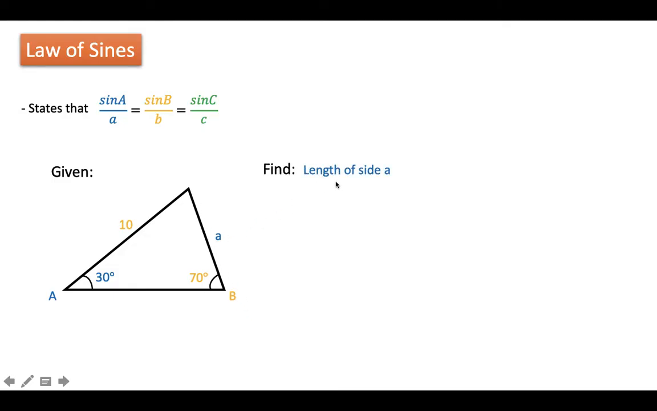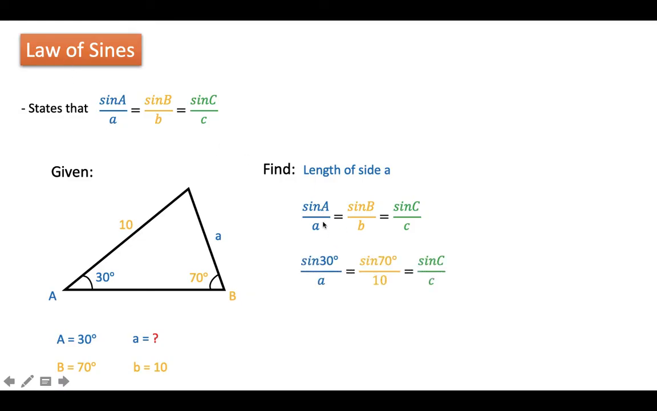Now, in order for us to solve for the length of side a, let us start by writing down the given. So angle A is 30 degrees, side a is unknown, angle B is 70 degrees, then side b is 10. Now, let us write the equation taken from our law of sines, then we will substitute the given. So angle A is 30 degrees, angle B is 70 degrees, side b is 10 units. These first two ratios will serve as our working equation in order for us to solve for side a.